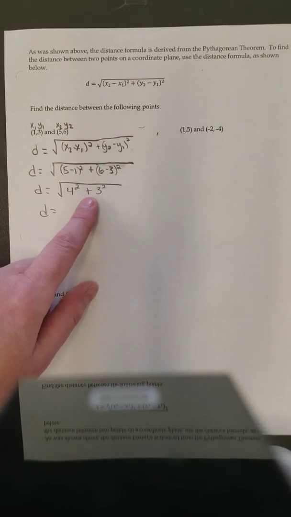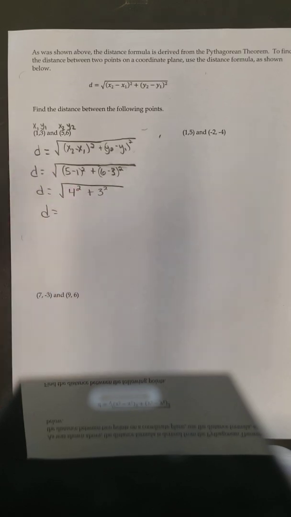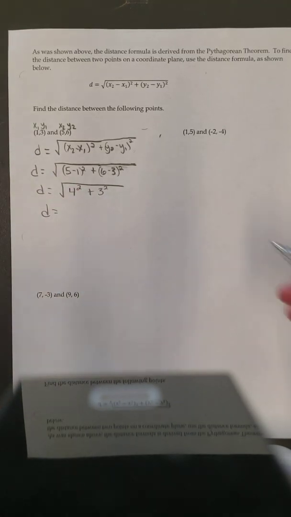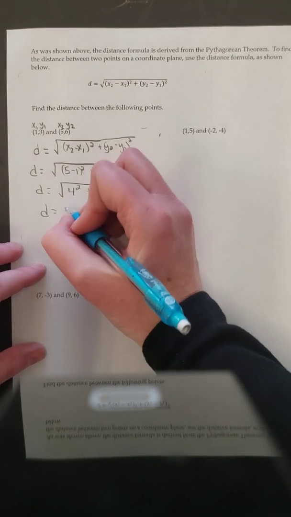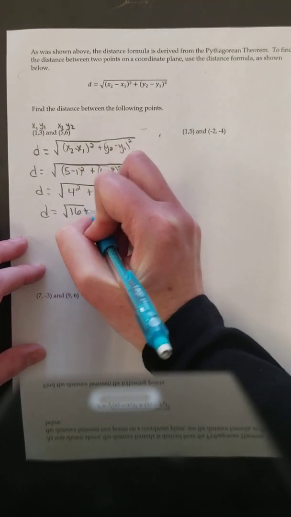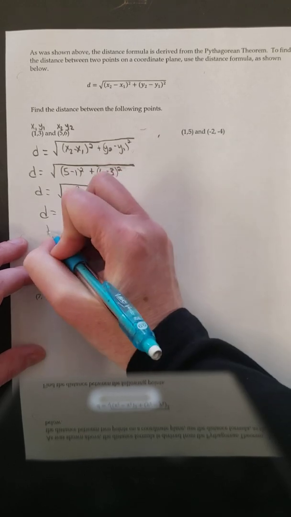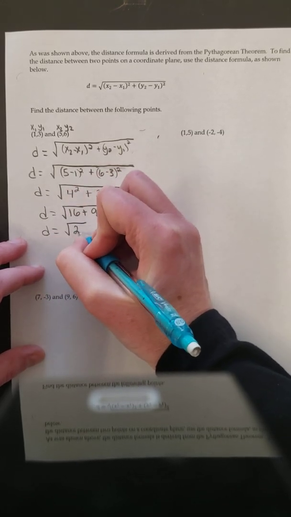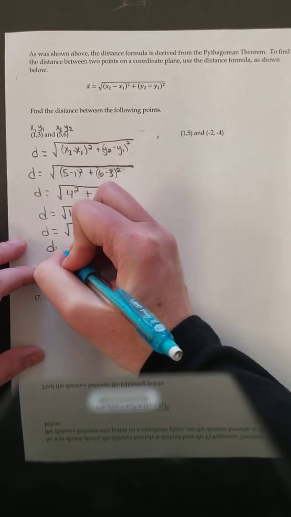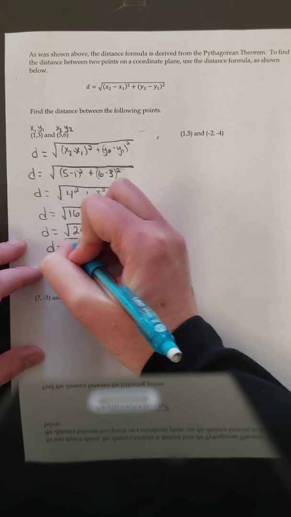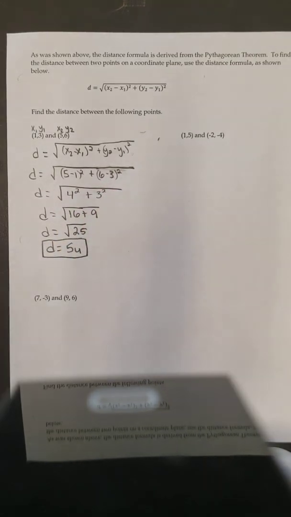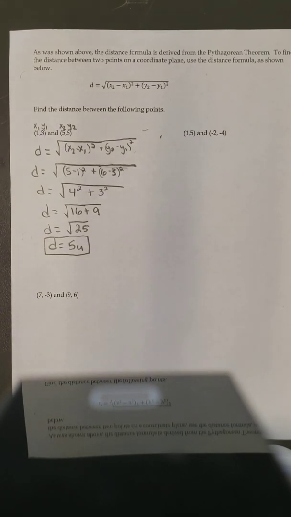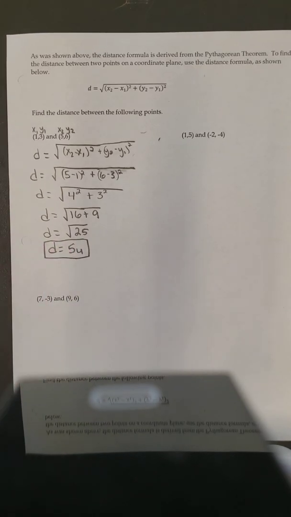Again, I can't square root yet. I've got this plus sign. I have to do the exponents before I can take that square root. I have to do the exponents and then add before I can take the square root. So 16 plus 9. So D equals the square root of 25, which is nice and friendly, and we get 5 units. Now, they're not all nice and friendly. You'll see that in the next one we do, but this one does happen to be. We know that when it's nice and friendly, it's a nice perfect square there.